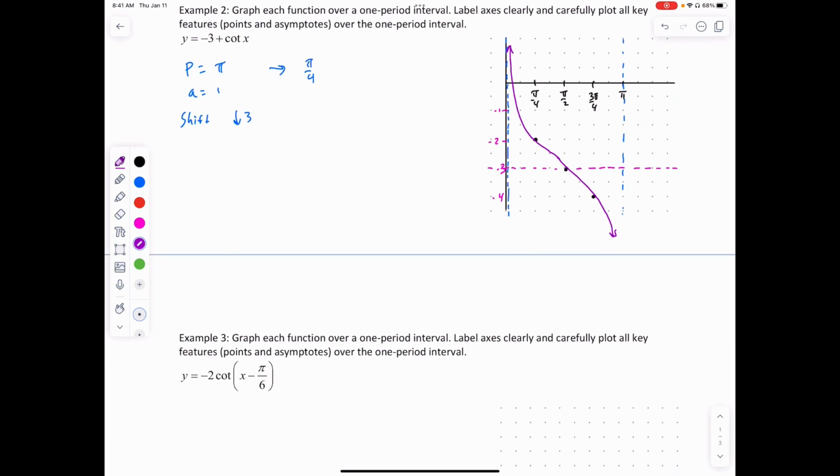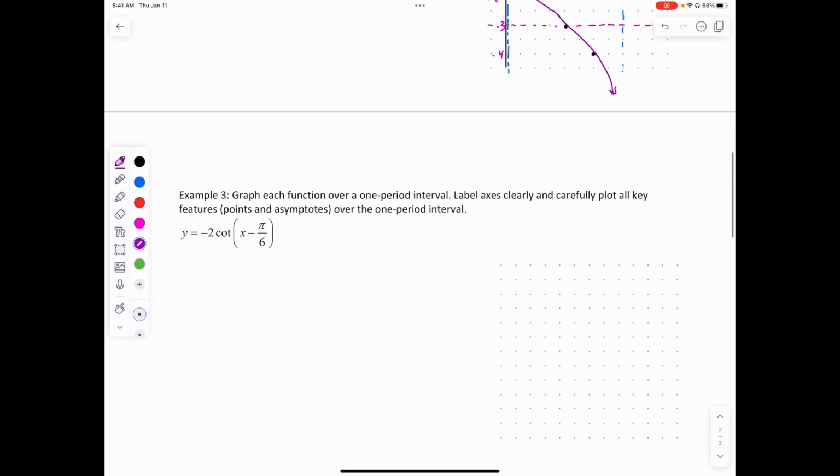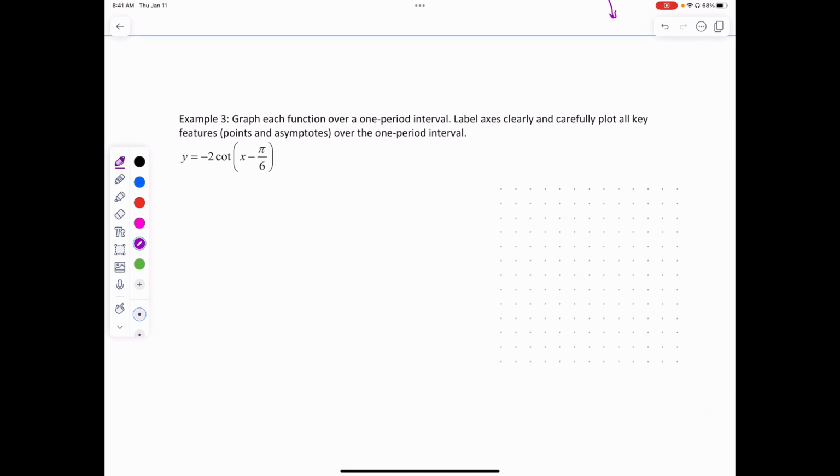All right. And lastly, we'll move on to one more where we do have a little bit more of a shift. We're using cotangent again. So what do we have to work with here? We've got a period of just pi again. There's nothing in front of the x. I've got an a value of -2. I've got a shift of pi over 6. It's a negative. I'm subtracting it from the x, so it's going to be pi over 6 to the right. That pi, of course, is going to be broken into 4 pieces, pi over 4.